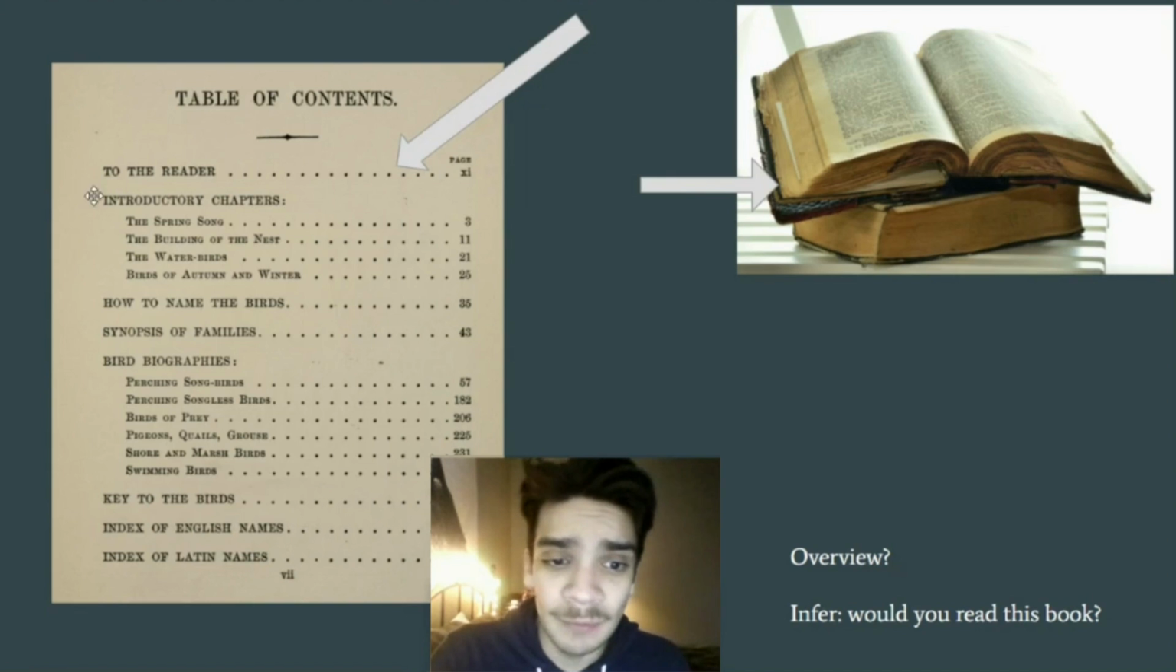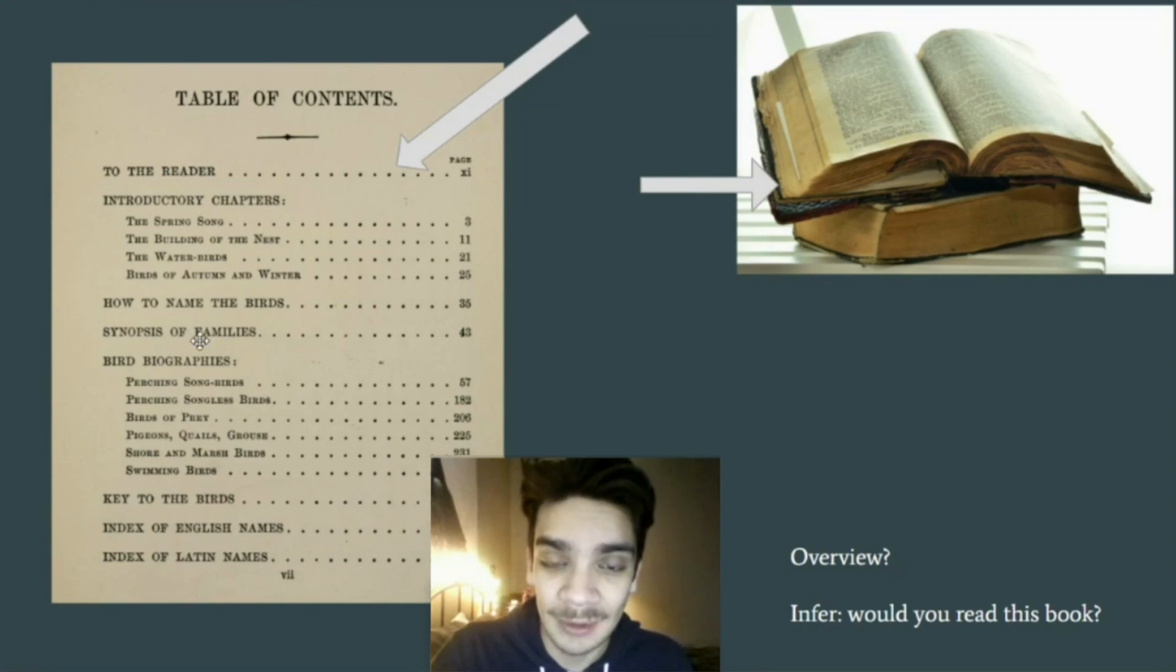So as an overview, by looking at one page of the book that my brother was reading, what is this book going to be about? Well, we can already tell it's going to be about birds, about the spring songs of birds, the water birds, birds of autumn and winter, maybe how to name the birds, and biographies about birds of prey, my personal favorite, perching songbirds, shore and marsh birds, keys to the birds, the names in English, the names in Latin, all of that good stuff.